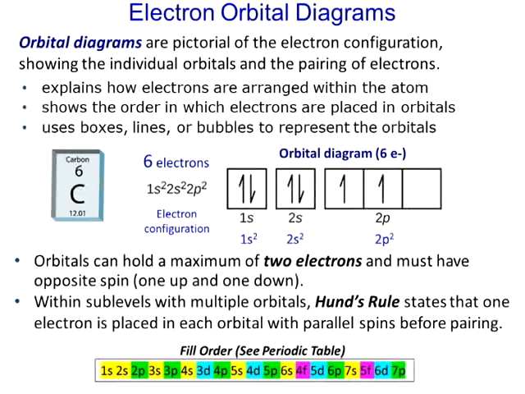Orbital diagrams are pictorials of the electron configuration, showing the individual orbitals and the pairing of electrons, where they are on the shelf. Okay? The diagram explains how electrons are arranged within the atom. It shows the order in which the electrons are placed in the orbitals. And it's done by using boxes, lines, or bubbles to represent the orbitals. Okay? So we have carbon 6, 6 electrons.